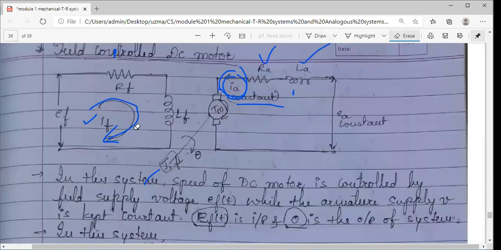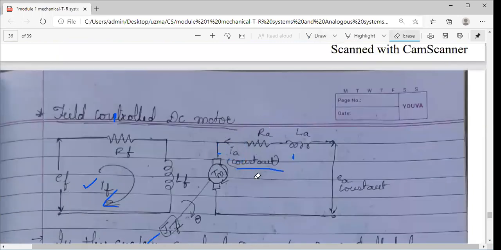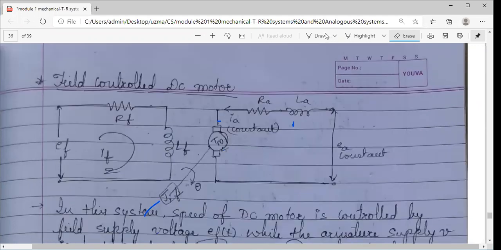Okay, hope you understood the circuit difference. What is the difference between armature controlled and field controlled? In armature control, IA, the armature current, is varying, and IF, the field current, is constant. But in the field controlled DC motor, it is reverse. IA, that is the armature current, is constant and the field current is varying. And what is the input and output for this?